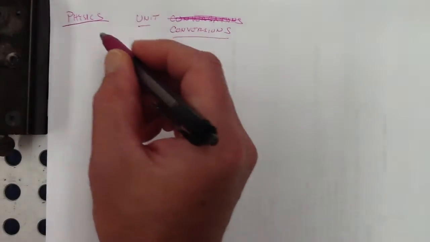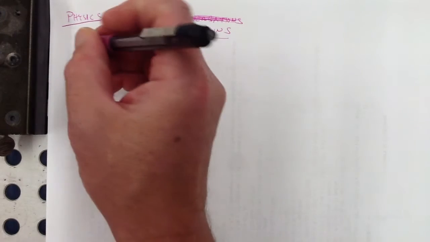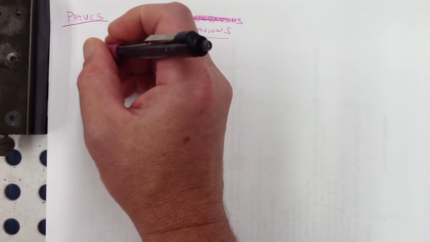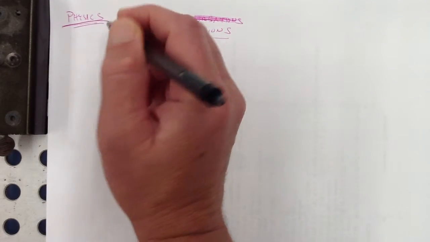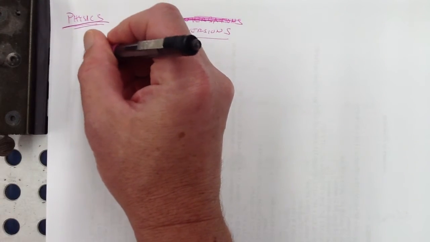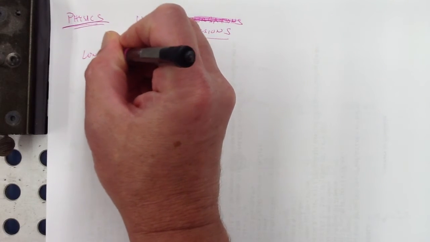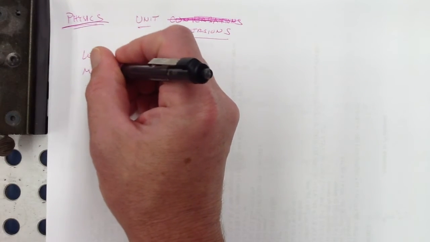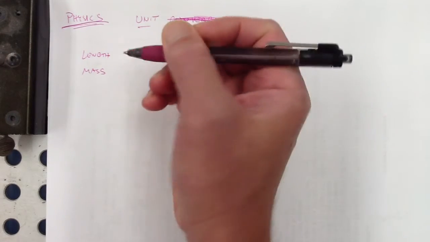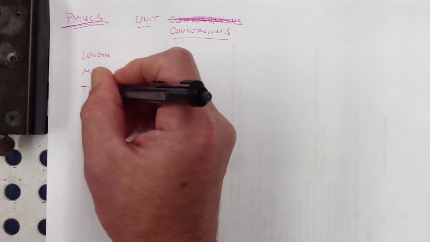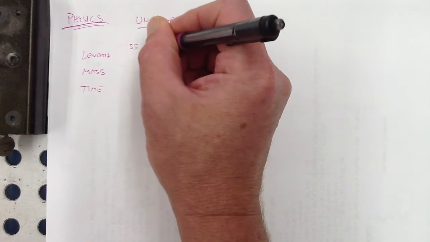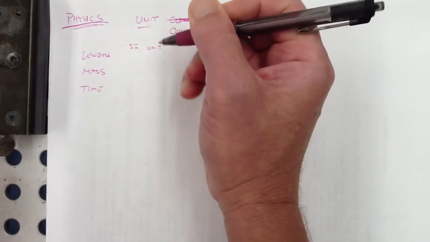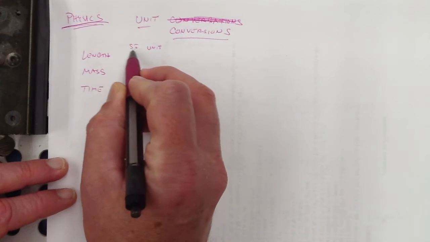There you go. So what are our units? The things that we're going to be interested in measuring in our little corner of physics are length and mass, not weight, that's different, and time. And the SI unit for each of those, this is the International System of Units.